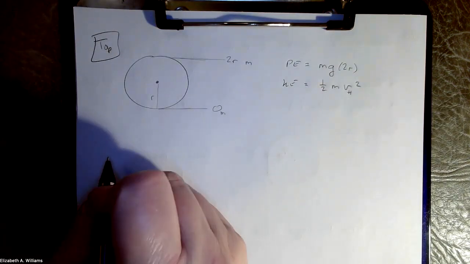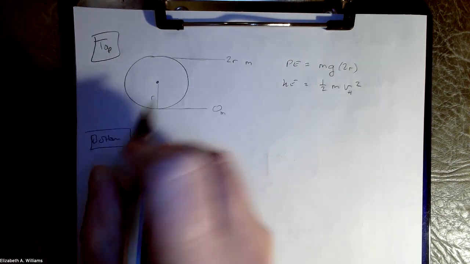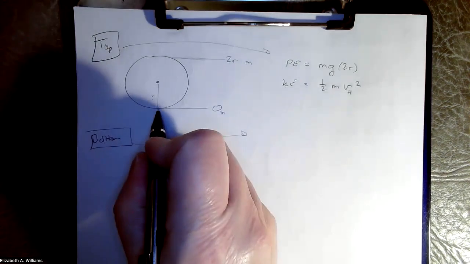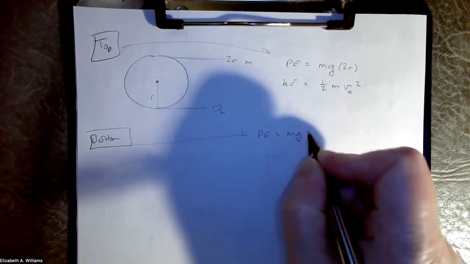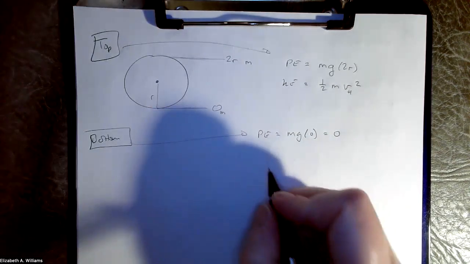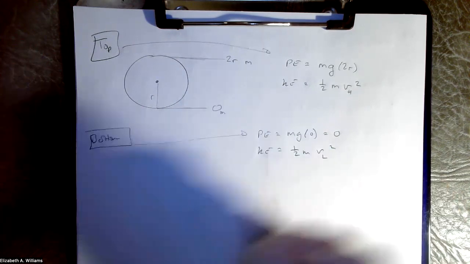And at the bottom, your potential energy is m times g times a height of zero. You have no potential energy because we've taken that as the zero height. And your kinetic energy is going to be 1/2 mass times velocity at the bottom squared.